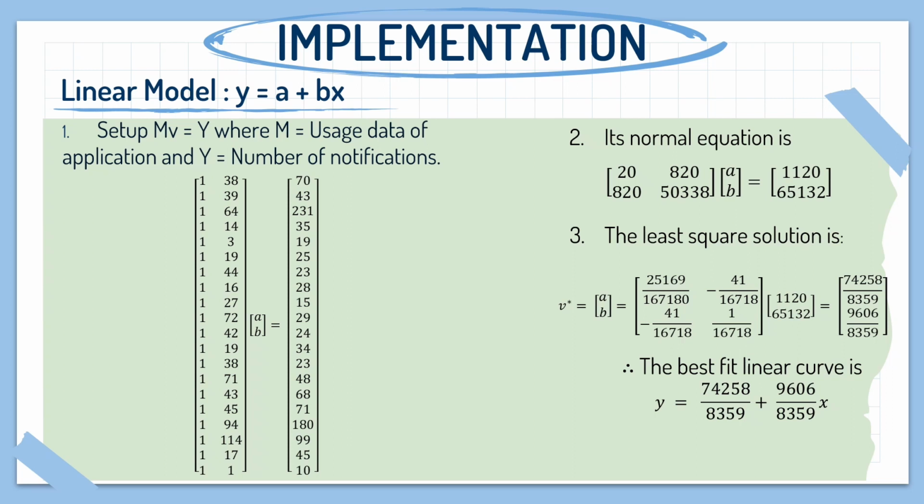To make it easier, we transform the data to the vector form. Firstly, we need to set up mv equal to y, where m equal to usage data of application and y equal to the number of notification to generate system of equation with the matrix representation. Then we multiply both m and y with respect to m transpose to find its normal equation. To find the constants a and b in vector v, we multiply y with m inverse.